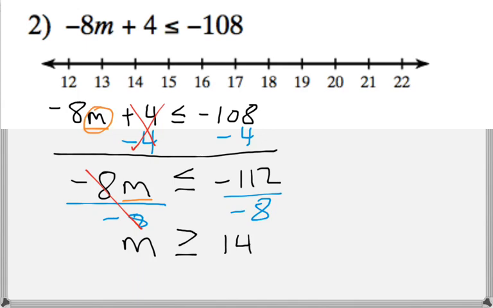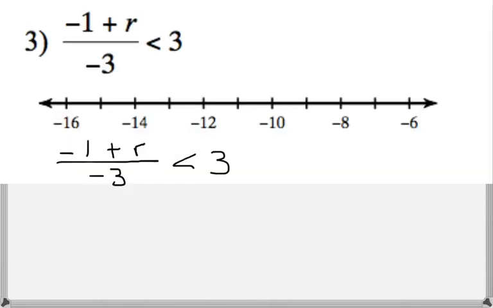So we can find 14 on our number line. It's going to be a closed circle because we have that or equals to part of the inequality. And where are the numbers greater than 14? That would be over here to the right. So we can go ahead and color in our number line, and we have solved this second example. Let's look at a third example.